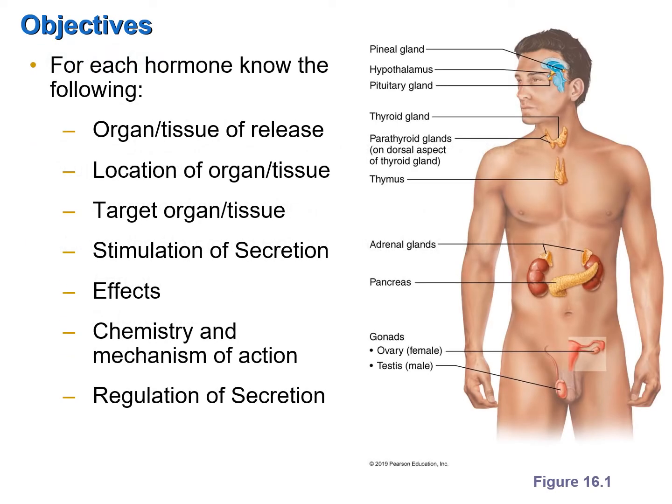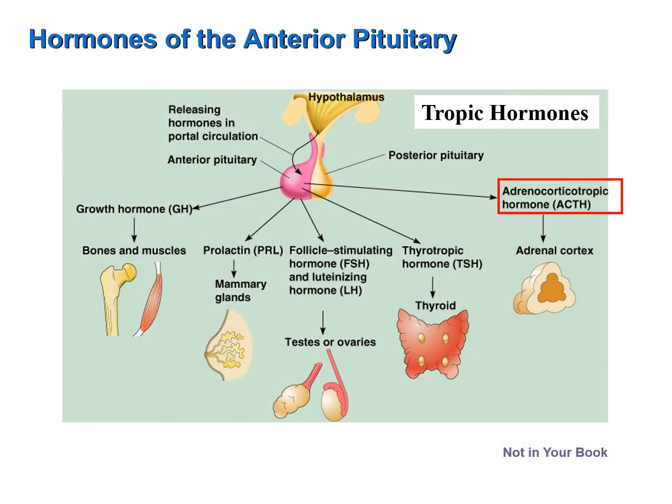And before we move on, I just want to remind you that for every hormone that we cover, you need to know all of these key features listed here. Adrenal corticotropic hormone is a tropic hormone released by the anterior pituitary gland, and it targets the adrenal cortex. Its name is very, very descriptive. Tropic, meaning it targets other endocrine organs, and adrenal cortico tells you it targets the adrenal cortex.